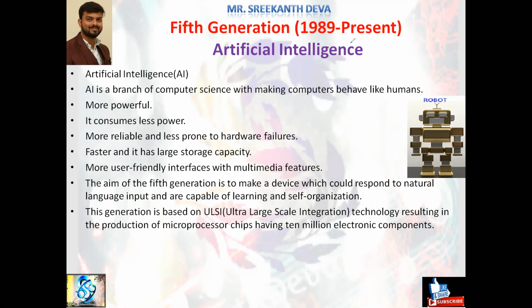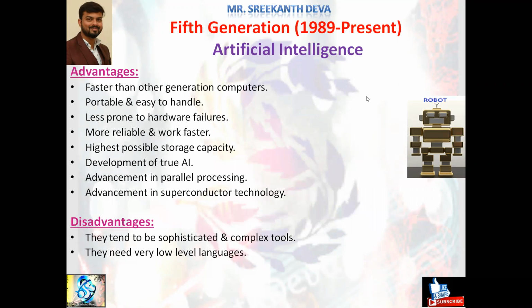See, automatic jobs, wherever they are done, all come under what? Artificial intelligence only. Some advantages and disadvantages: it is still in development, but I added some points here. It is faster than previous generations, easily portable, easy to handle, less prone to hardware failures, more reliable and works faster, has the highest possible storage capacity, development of true artificial intelligence, advancement in parallel processing, and superconductor technologies. The main thing here is that the robot automatically does the job, and instructing it every time is not required in fifth generation computers.